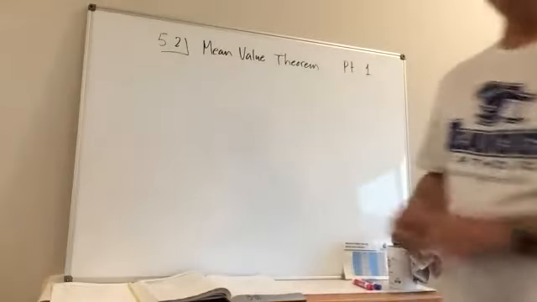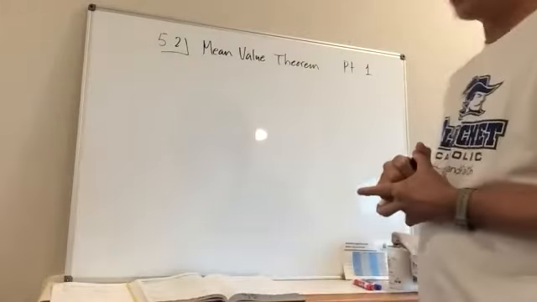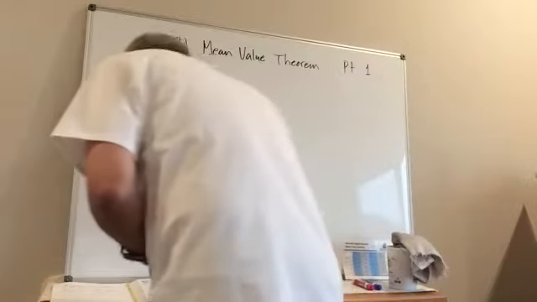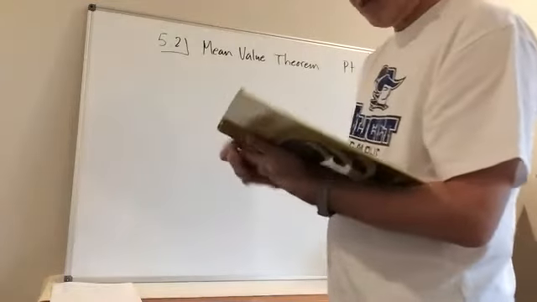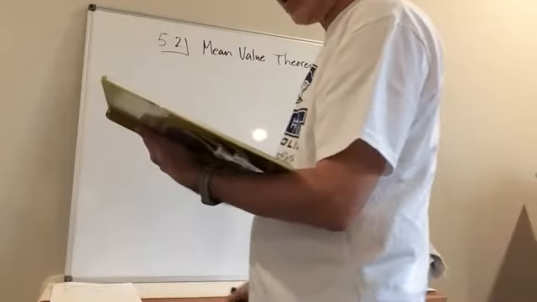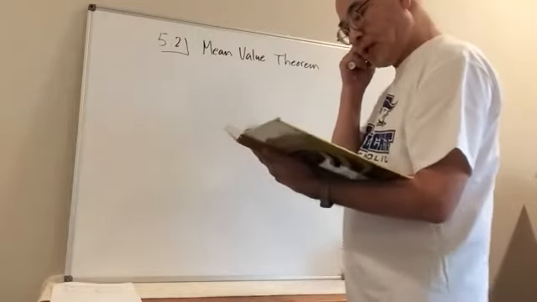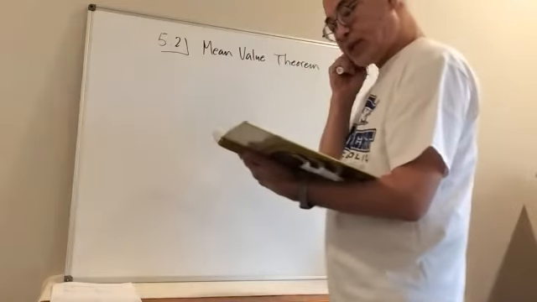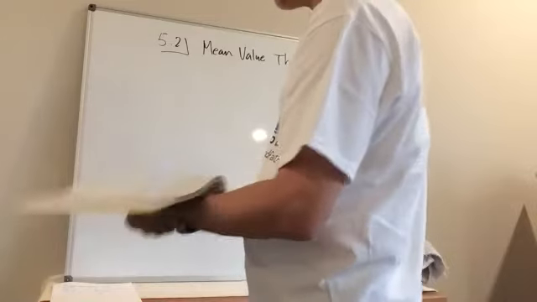So 5.2, mean value theorem. We're going to do the mean value theorem for derivatives. Go to page 202. There is theorem number 3, mean value theorem for derivatives. If y equals f of x is continuous at every point of the closed interval [a, b], and differentiable at every point of its interior points, then there is at least one point c in that interior at which the instantaneous rate of change equals the mean rate of change.